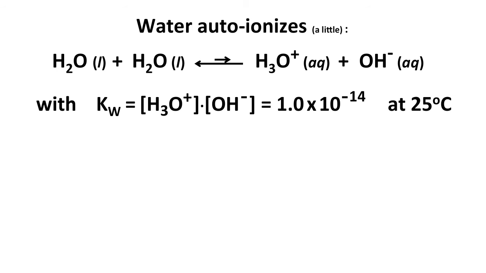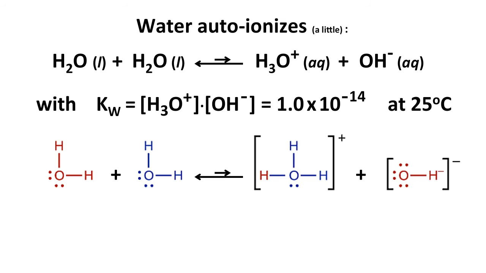And the K for this is the H3O plus concentration times the OH minus concentration. We call it K sub W, for water. So this is the auto-ionization or ion product constant for water. And it turns out that at 25 degrees Celsius, this product is 1.0 times 10 to the minus 14th. It's a different value at a different temperature, like with equilibrium constants in general. But this relationship, H3O plus times OH minus concentration equals this constant, is true for all solutions, not just pure water, but for acidic solutions and for basic solutions.